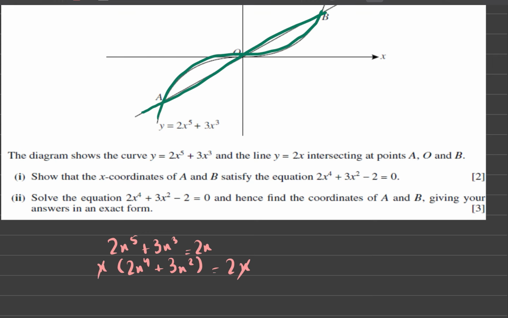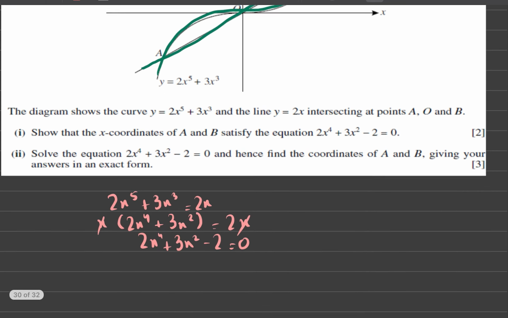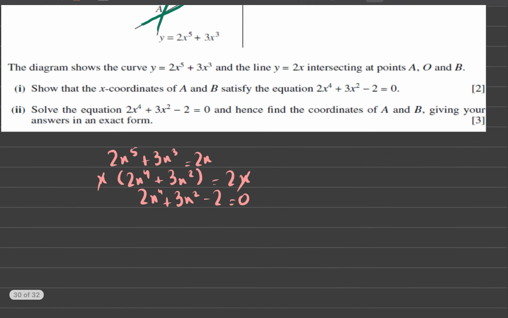Can you cancel x and x? So it's going to be 2x power 4 plus 3x square minus 2. Was I supposed to show this? Yes. Now, is this the question of disguised quadratic? Yes. How do you find that out? X power 4 and x square and constant. The two twos is what? 4. What are the factors of 4?